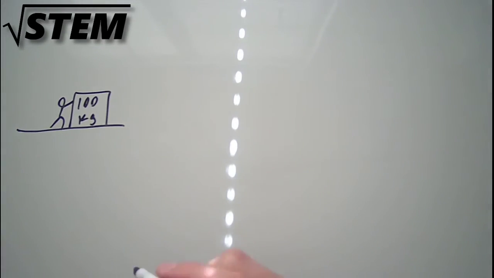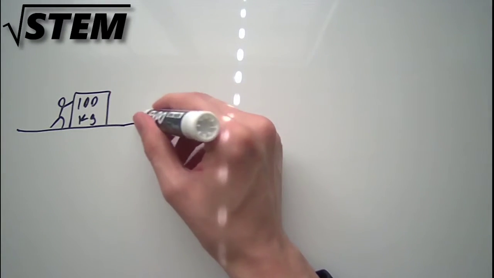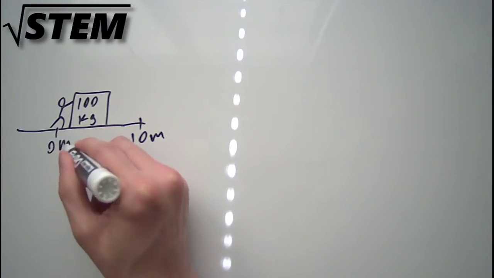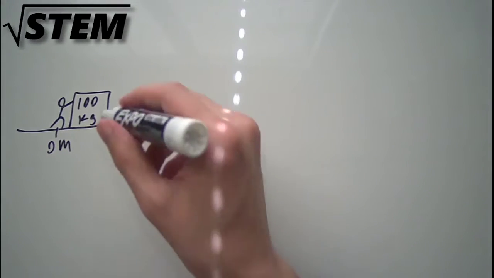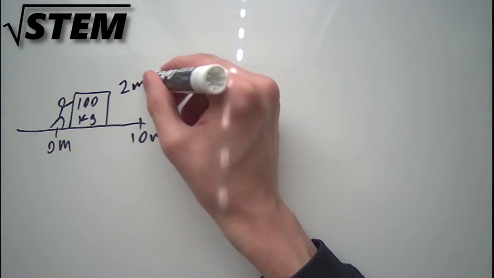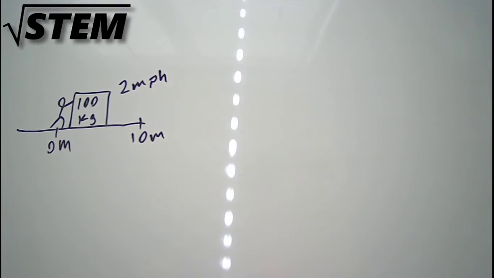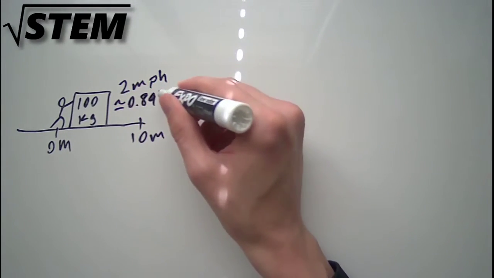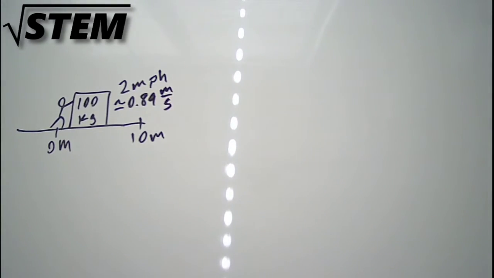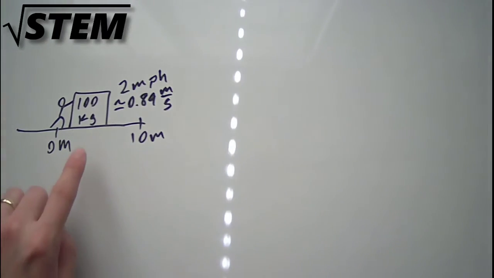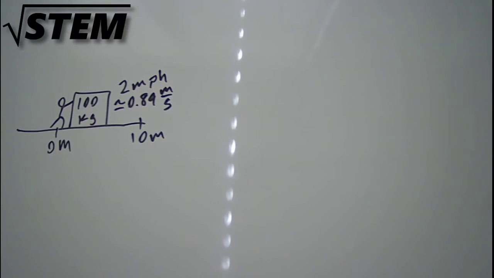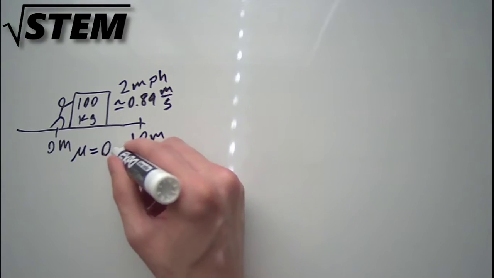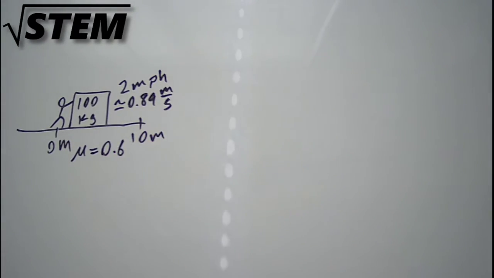Let's say that we're going to move this a total of 10 meters from where we started. We'll get it up to a maximum speed of 2 miles per hour, or about 0.89 meters per second. And we'll say that this is a wooden crate on a concrete floor, so our coefficient of friction will be about 0.6.